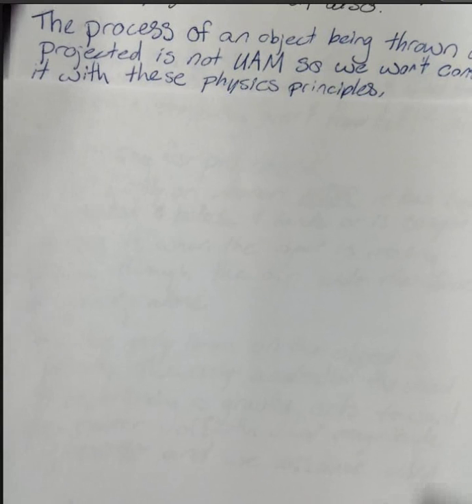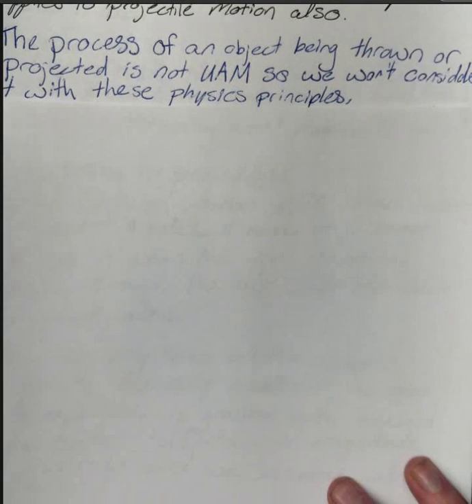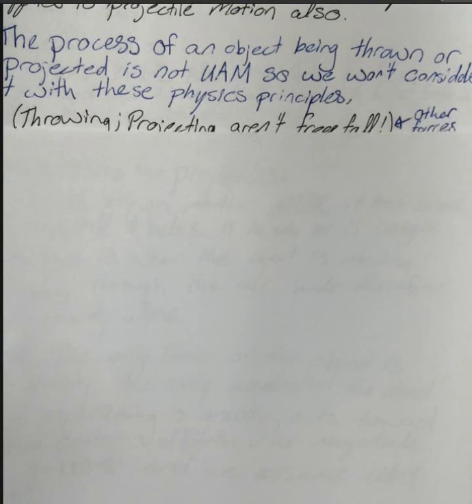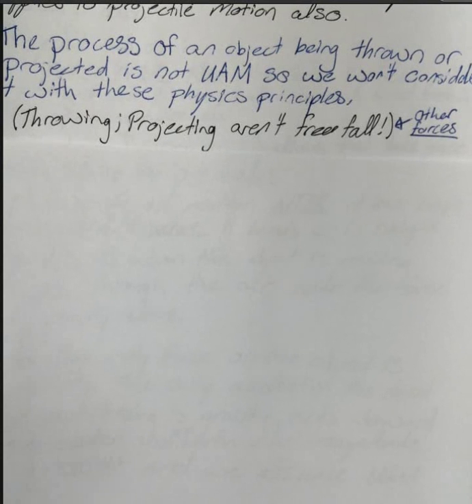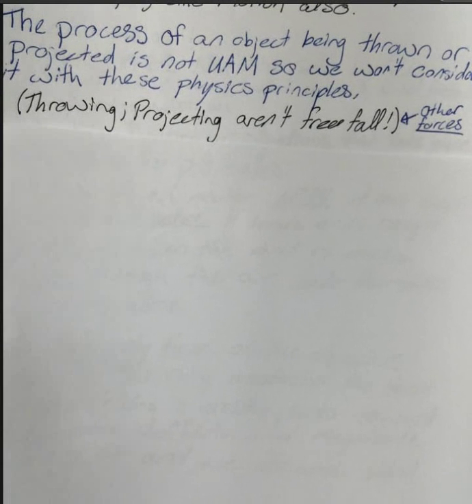All right, so if you're literally in the process of throwing an object, if you're literally in the process of catching an object, some force other than gravity is acting. You're speeding it up with your own muscles. You're slowing it down with your own muscles. Therefore, the motion is not uniform and accelerated, so we cannot use kinematics. Right? Throwing and projecting are not free fall. They're other forces, and we would solve them using concepts with other forces, which we haven't learned yet.